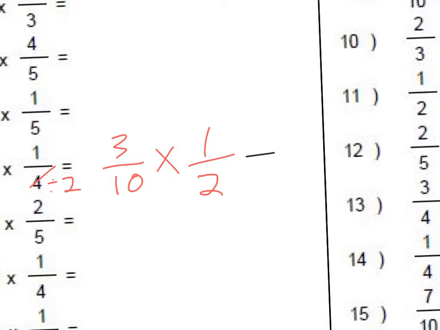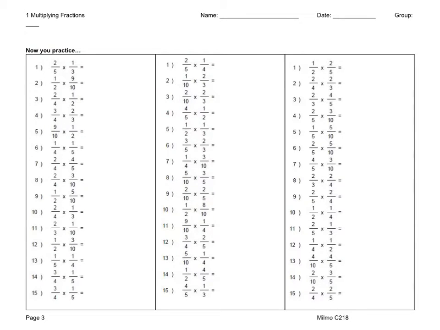So, now we're going to multiply across. What's 3 times 1? 2. 3? Huh? No, multiply, not minus. What's 10 times 2? 20. 20, right? Okay, not divide. We're multiplying, okay? So the answer is 3 over 20. Can we simplify 3 over 20? No. No, right? So we're done. Okay, let's do more problems. Don't worry, we'll do a few, okay?